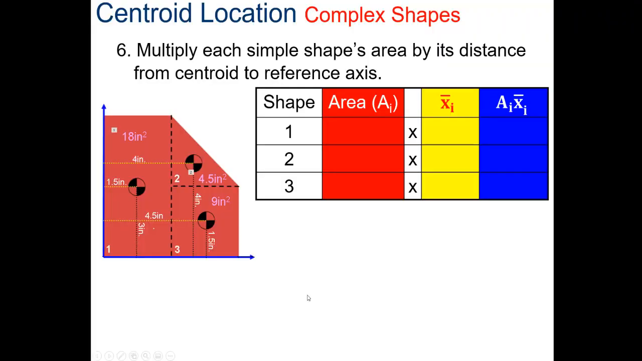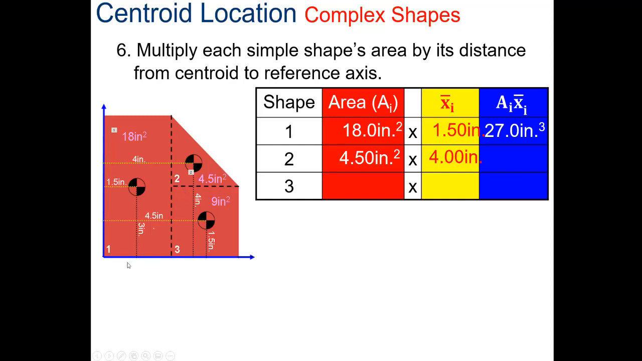Okay? So, we've numbered the shapes 1, 2, and 3. So, shape 1. The area for shape 1 we already calculated was base times height, so 3 times 6, 18. The x location, so the x coordinate, is 1.5. And then this is just this times this. So 1.5 times 18, 27. Okay, so easy. Shape 2. Shape 2 was one half base times height. So we found that that was 4.5.